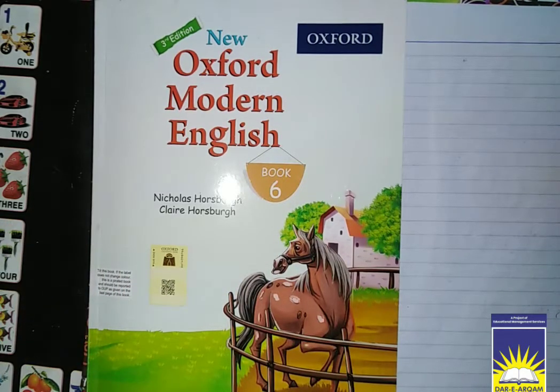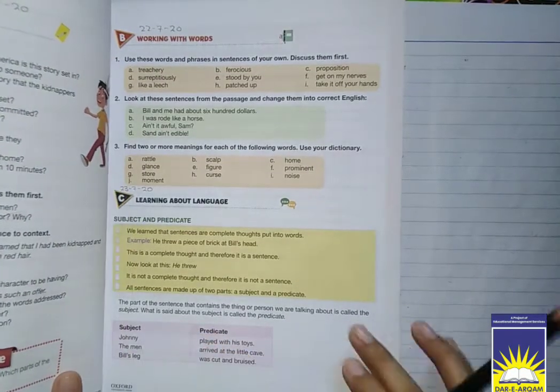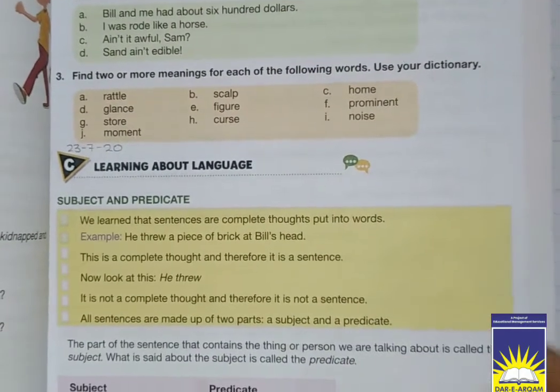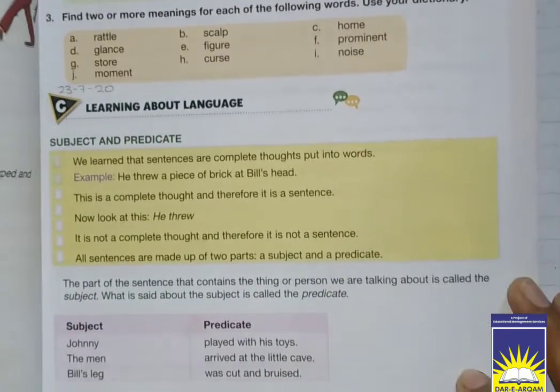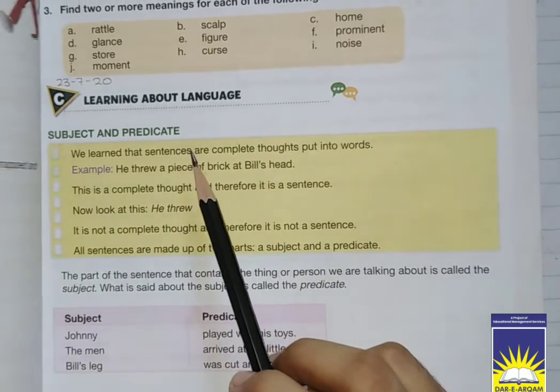Today we are going to do an exercise from our textbook, chapter The Ransom of Red Chief. I request you all to have your textbook with you. Good. Now open page number 21. Today we are going to do exercise number C. Yes, this one. This is about subject and predicate.